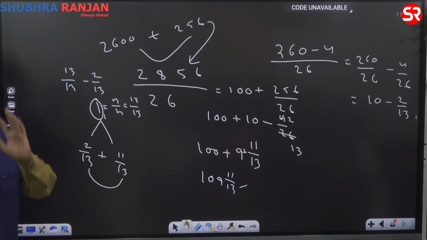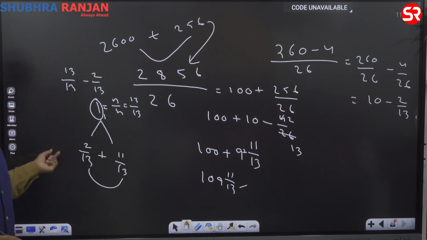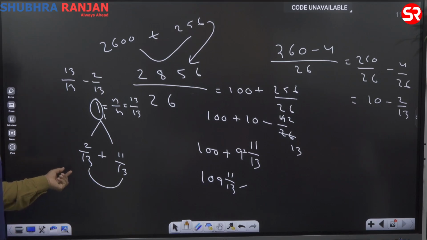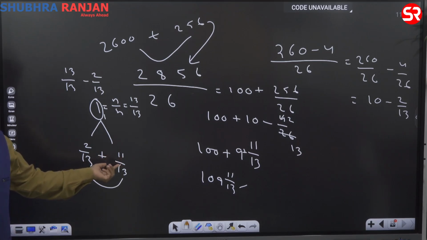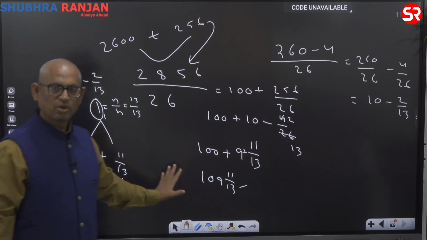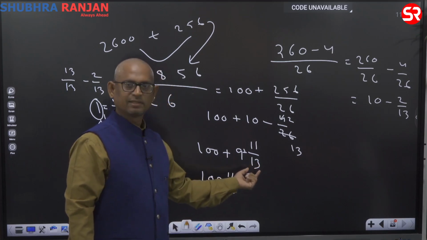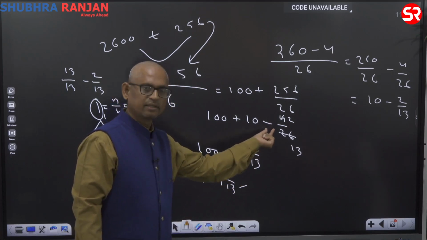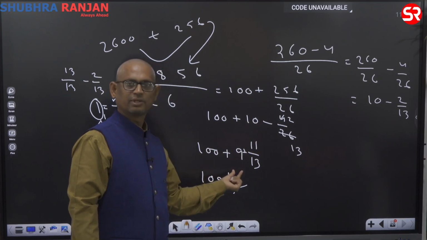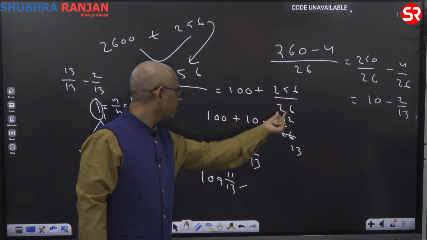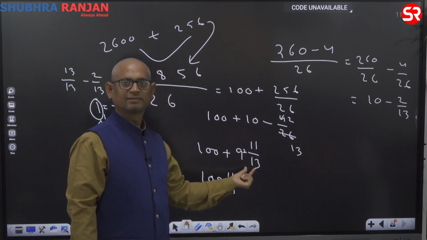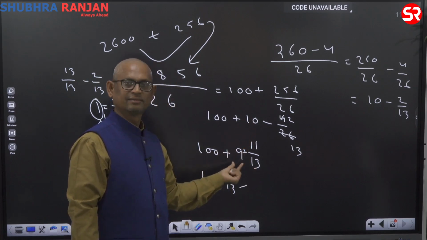Simply understand, cake is there, you have taken 2 pieces, you have distributed the rest. How many did you distribute? 11 pieces. That's all. Here also, the linked number for 2 by 13 is 11 by 13. But we are subtracting, so 10 is reduced to 9. Because 1 minus 2 by 13 is 11 by 13. Na? That's why we are taking only 9.